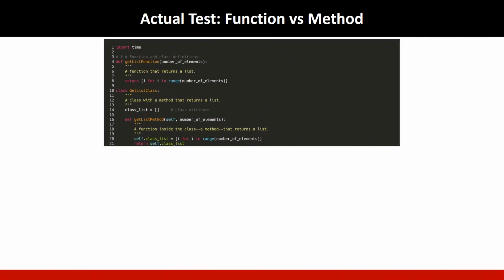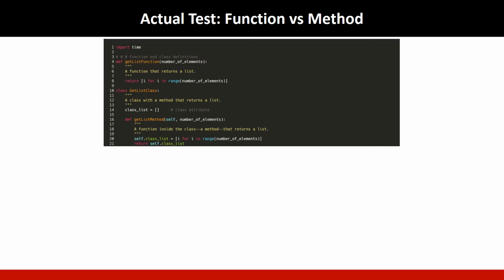In your editor, define a function that returns a list of numbers. Then, create a class with a method that also returns a list of numbers. The purpose of the class list variable is to store the generated list after the method is called. In this way, there is no repetition of calculation if the generated list will be reused.